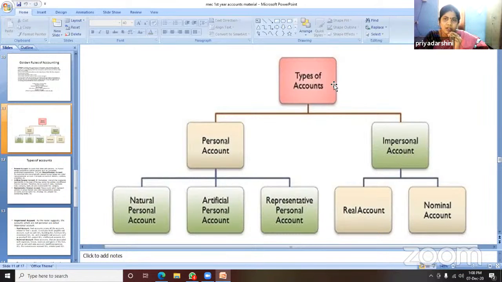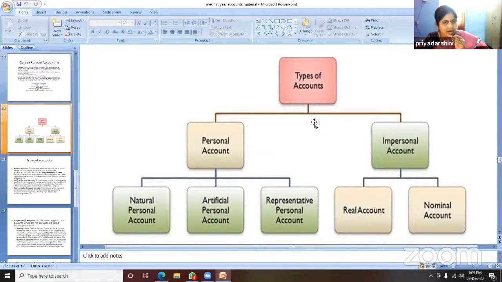According to the types of account, we have specified certain golden rules of debit and credit. Types of accounts are divided into personal account and impersonal account. Under personal account, again it is categorized into three types: natural person, artificial person, and representative person.